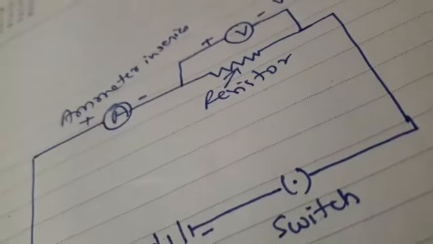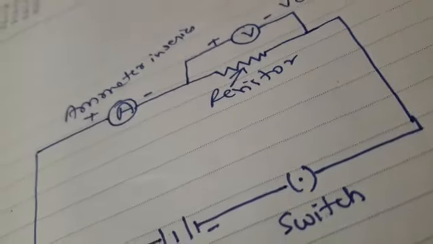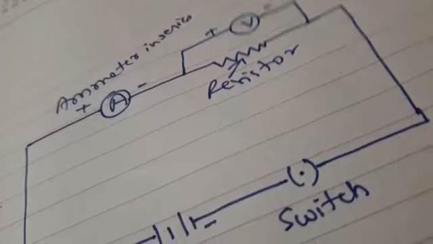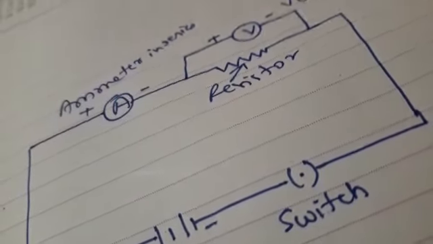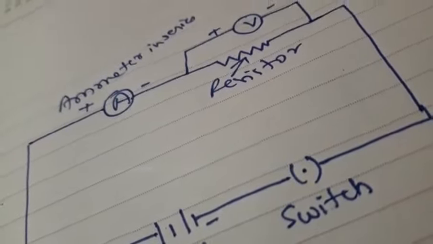We also have the resistor, because resistors are there to prevent the excessive flow of current.